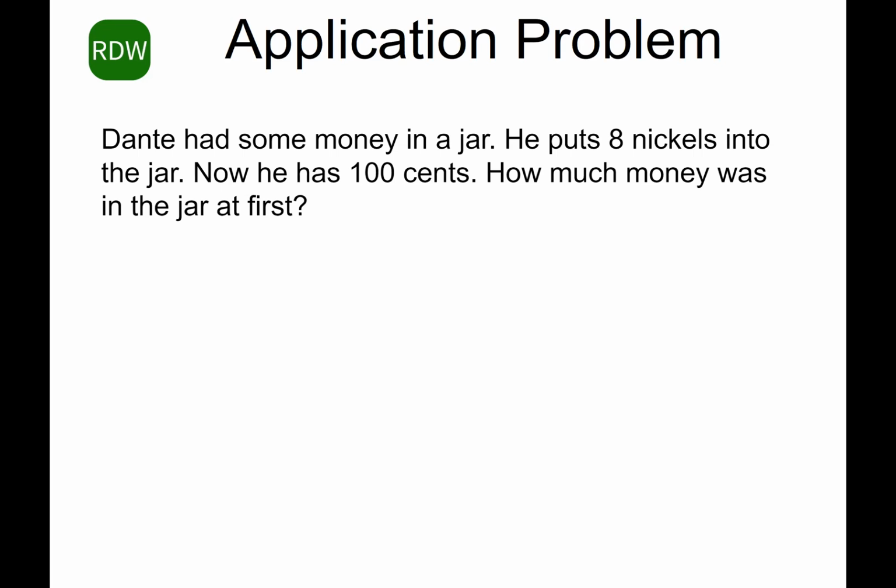All right, so now he has 100 cents. How much money was in the jar at first? So we know that he had money in the jar already before he put in the 8 nickels. So now that he added 8 nickels, he has 100 cents, which equals $1, right? He put 8 nickels into the jar. Now he has 100 cents. Well, let's think about, what does 8 nickels make?